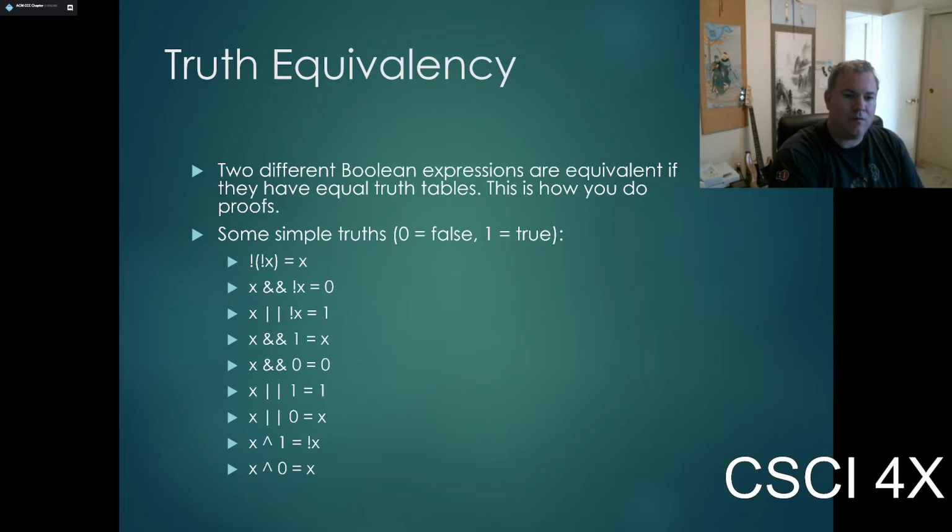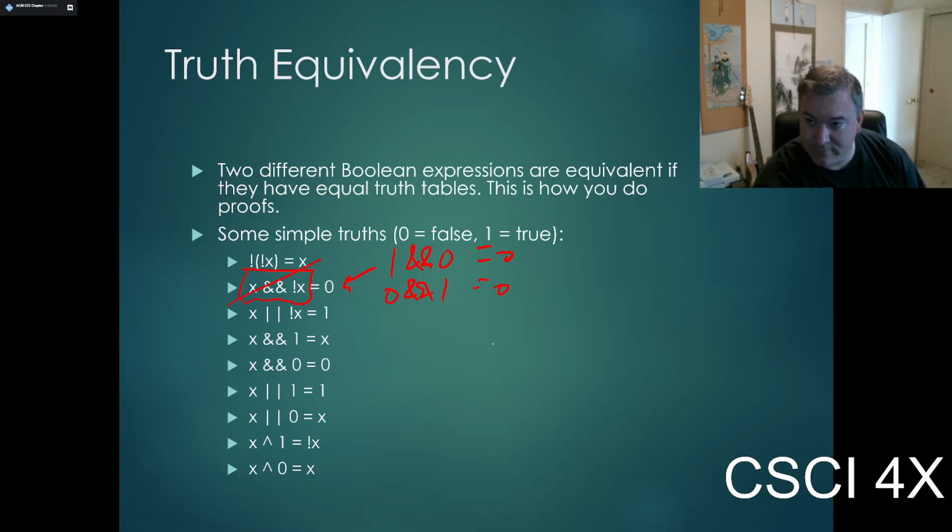Okay. So, truth equivalency. So here's the first one. If you NOT not X, you get X. Okay. If you AND X with its opposite, you get false. Stop me if any of these things, do you understand why this is the case? If X was true, then not X is false, so you get false. If X was false, and you AND it with not X, you get false. So no matter how you AND something with its opposite, you can simplify that and just write a zero there.